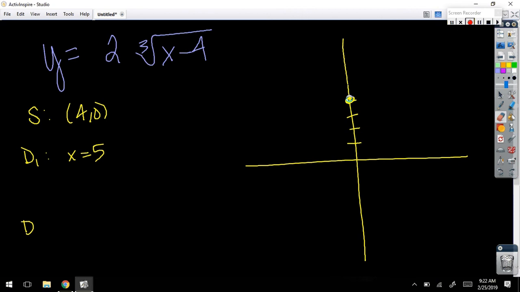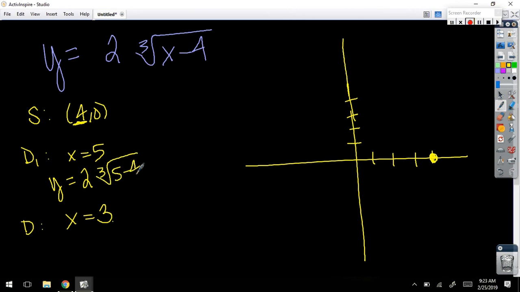Okay, 4, 0. Golly, I am dyslexic this morning. All right, and then 5, and then we said 3. Everyone sees why we use those 2 values? You added 1 and you subtracted 1 from where you started, to the right and to the left. So when I plug these in, I get 2 times the cube root of 5 minus 4, which is 5 minus 4 is 1. The cube root of 1 is 1, so I just get 2. So 5, 2.